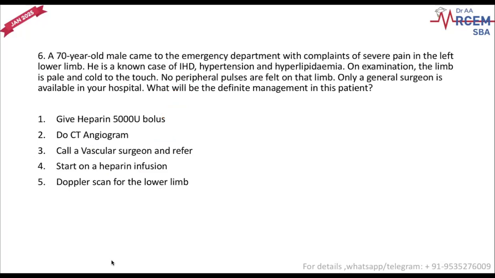A 70 years old male came to the emergency department with complaints of severe pain in the left lower limb. He is a known case of ischemic heart disease, hypertension, and hyperlipidemia. On examination, the limb is pale and cold to touch. No peripheral pulses are felt, so we know it is an acute limb ischemia. Only a general surgeon is available in your hospital. What will be the next step?